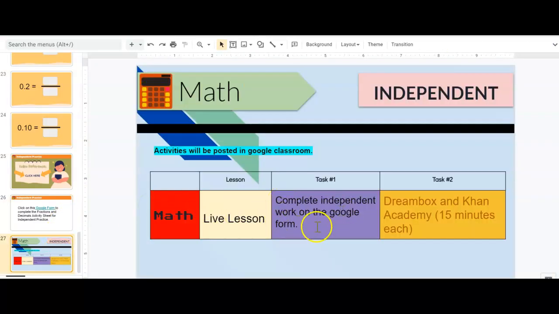And lastly, this is just a reminder of the task. Complete the independent work on the Google form that we just looked at. And also, I want you to work on Dreambox and Khan Academy for 15 minutes.